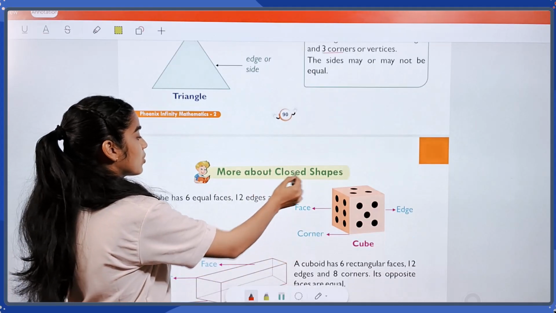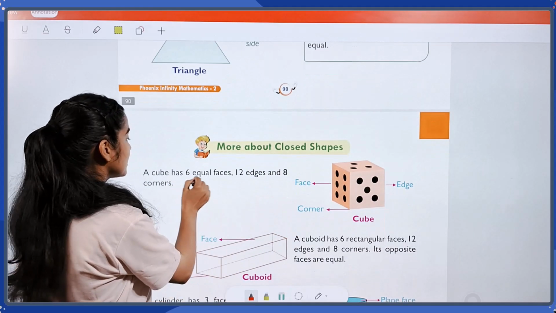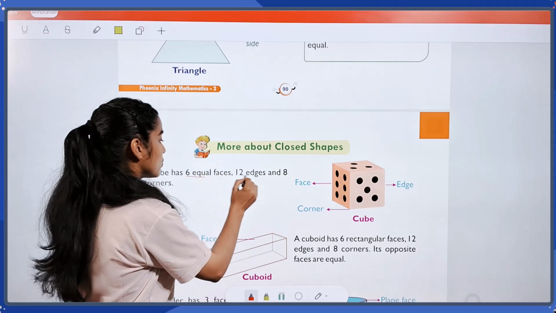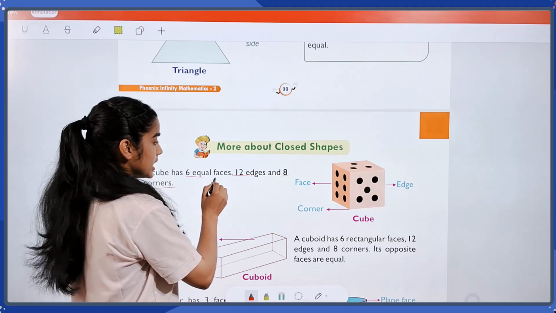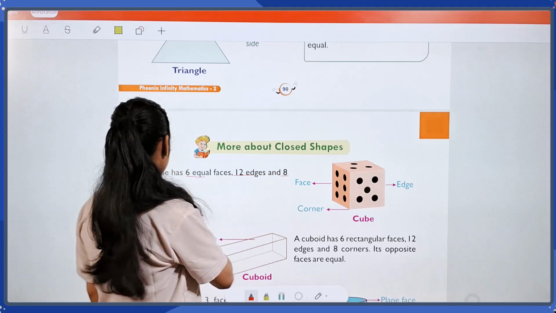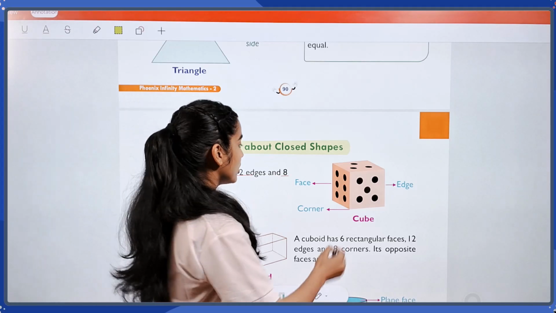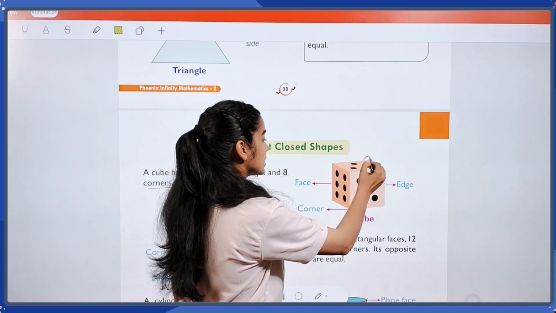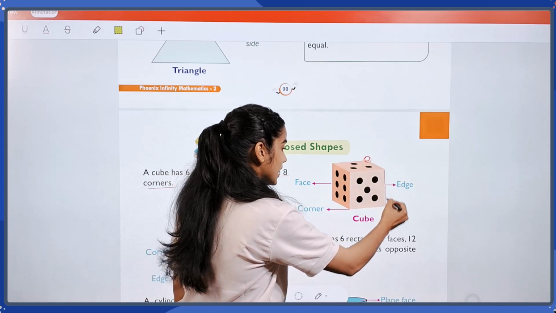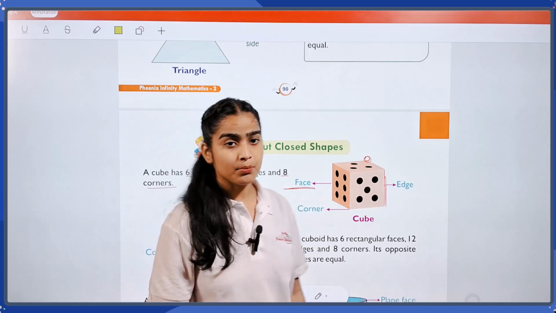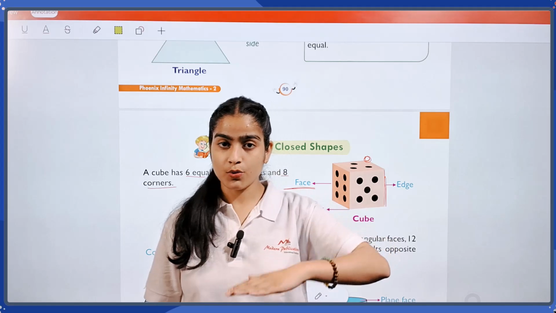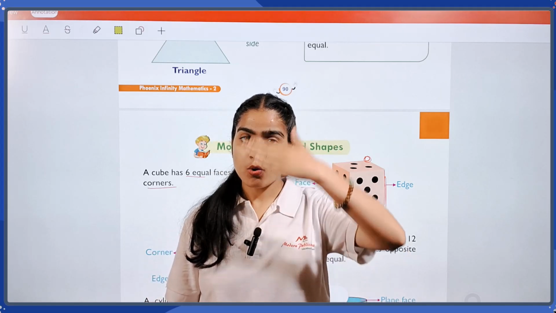More about closed shapes. A cube has 6 equal faces, 12 edges and 8 corners. How many faces? 6, 12 edges and 8 corners. So what do you already know about corners? Your vertex, right? You already know about edges. Now we have a new word, which is face. For example, right now I'm standing in front of you. So this is my face. You only see my front side.